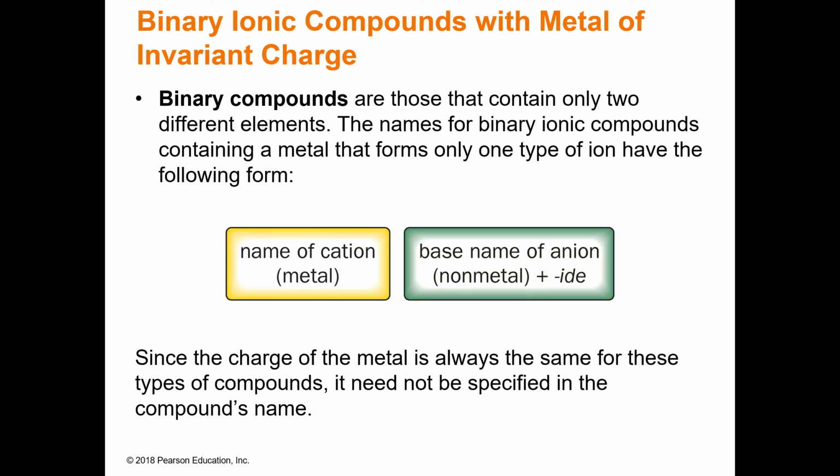Binary compounds contain only 2 different elements. For type 1 metals, the name is simple, just the name of the metal followed by the base name of the nonmetal with the ending IDE. For example, NaCl is sodium chloride. That's it, no Roman numerals, no parentheses.